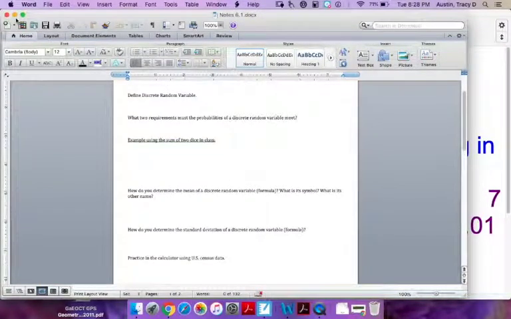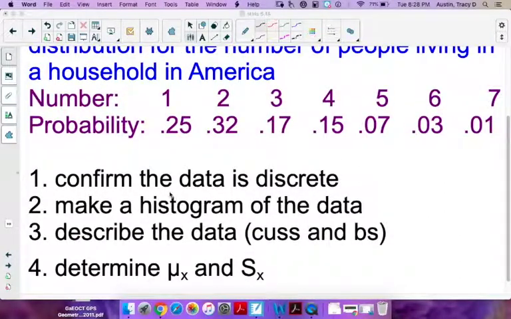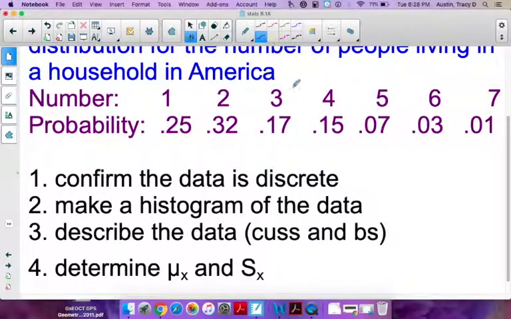Okay, and that's where we're going to stop for today, I believe. But this is what I expect you to do. Confirm the data is discrete by definition of discrete. Okay, so that means a set number of outcomes, right? The data is discrete, and specifically, there are no numbers in between them, right? You can't have 1.5 people living in a household. Okay, make a histogram, do your custom, and determine the mean and the standard deviation in your calculator. So make sure that's all in your notes, and that's where we're going to stop for today.